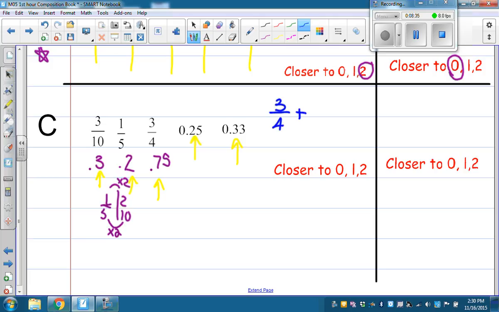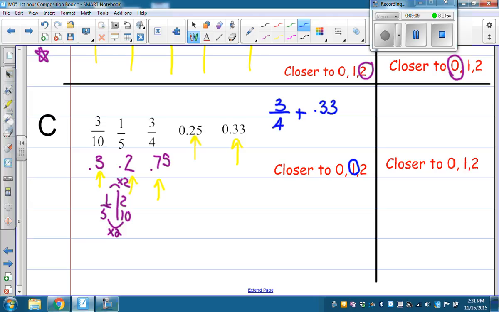0.33. Yes. Okay, would you say that sum is closer to 0, 1, or 2, Alice? Probably closer to 1. Yes. Closer to 1, because 3/4 is about 0.75. It is 0.75, right? So if I added 75 and 33, I'd be a little bit over 100. So if I add 7,500ths and 3,300ths, I'm just a little bit over 1.